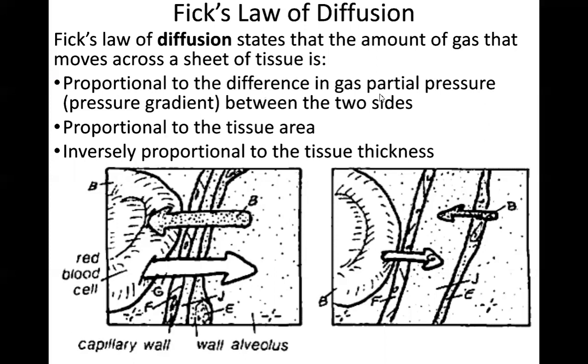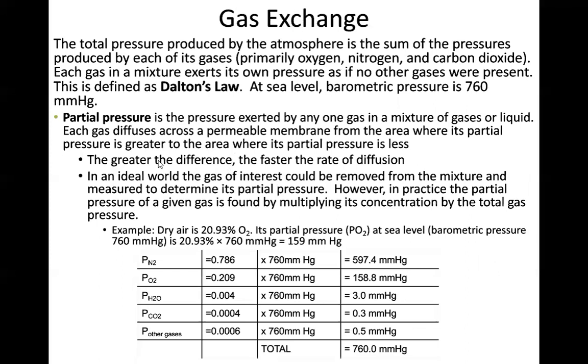Okay. Proportional to the difference in gas partial pressure, in other words, the partial pressure gradient between the two sides, which, if I go back to this page, is this bullet right here. The greater the difference, the faster the rate of diffusion. The bigger the difference, the steeper the hill. And we talked about this in the beginning of the semester. We talked about concentration gradients, how we go from high concentration to low concentration, right? Well, pressure gradients work the same way. The bigger the difference between the two sides, the faster the ball is going to roll down the hill, the faster the diffusion is going to occur.